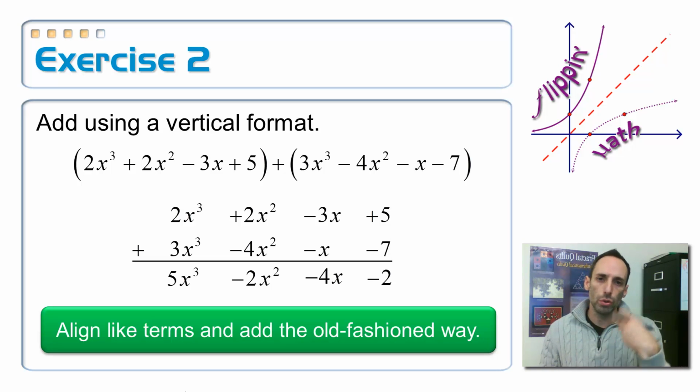So now there it is. And I don't care whenever you go to add yours, either on your assignment or on your quiz, if you like to use a vertical one or a horizontal, as long as you're getting the right answer.